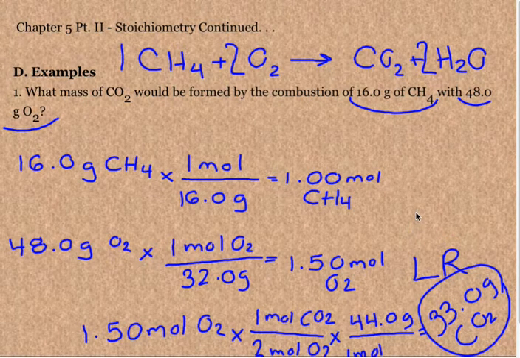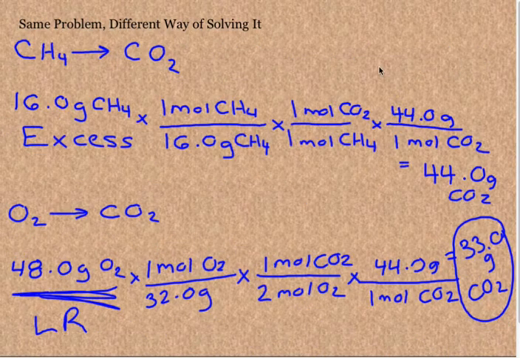So it eliminates the need to do 2 stoichiometry problems, but you have to have a little bit of logic in it. If you don't like this way, you can also do it this way, where you just do 2 stoichiometry problems. So I take my 16 grams of methane, and I do a grams-to-grams problem with the CO2. And I take my 48 grams of oxygen, and I do the same thing, and I go to my grams of CO2. When you do it this way, you're doing a little more work because you're doing 2 stoichiometry problems, but then you come down to 2 answers. One of them is correct, one of them is completely useless.